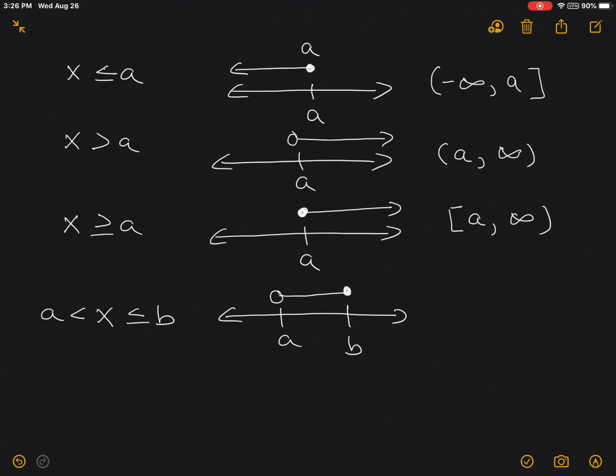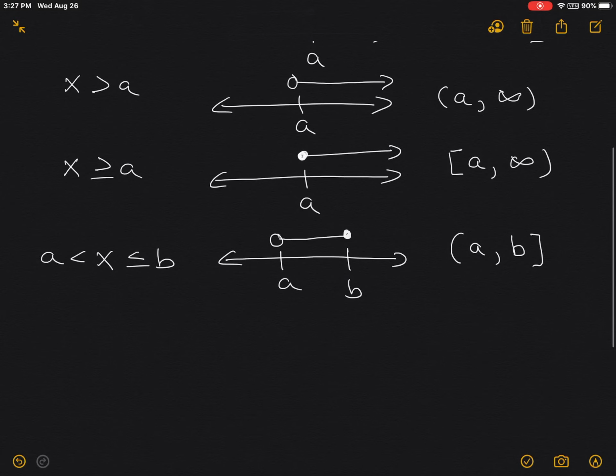And so for interval notation, because it's open for the a, I'm going to write parentheses. For the b, because it's closed, I'm going to write bracket. Okay, so that's how you would write x is greater than a, but less than or equal to b.